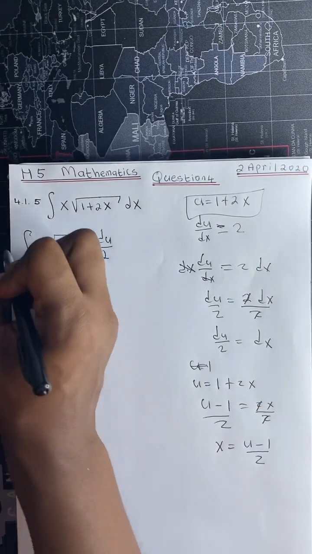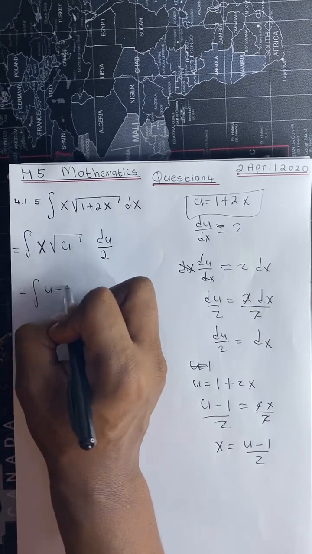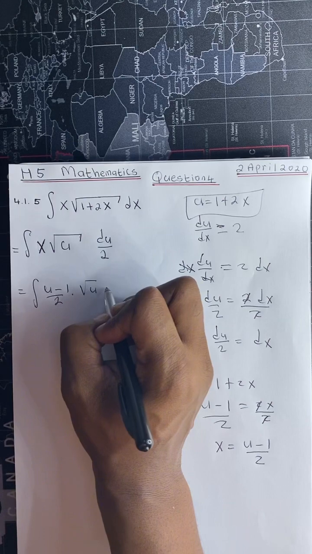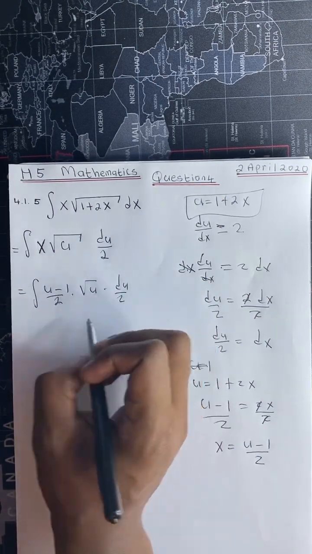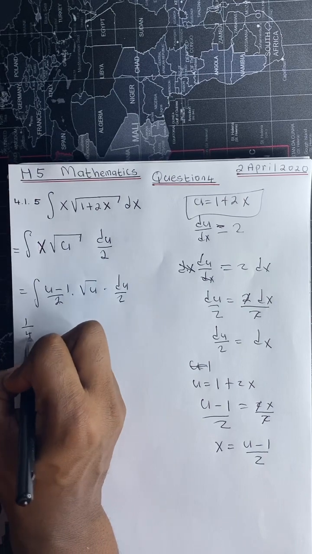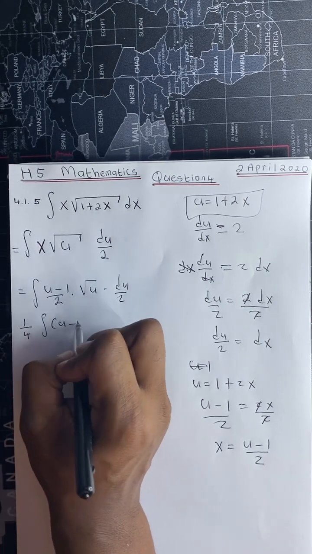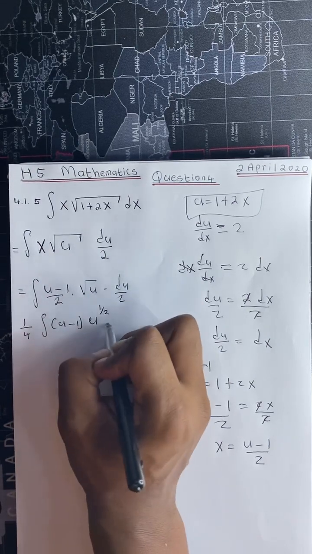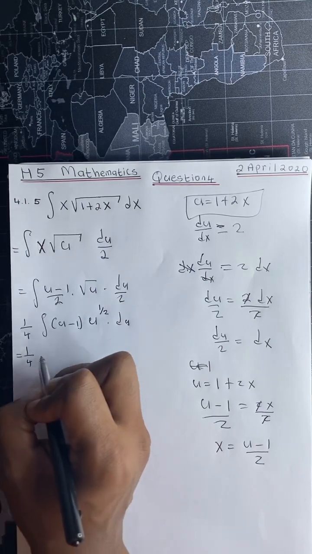So in the place of this x, we substitute u minus 1 over 2 multiplied by the square root of u du over 2. This denominator 2 multiplied by the denominator 2 will be equals to 4. And this square root of u, we can write it as u to the power 1 over 2 du.